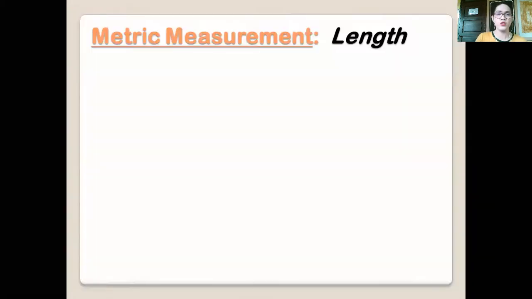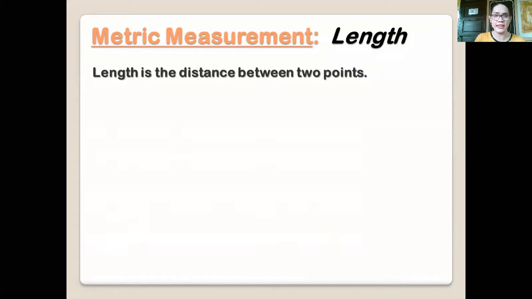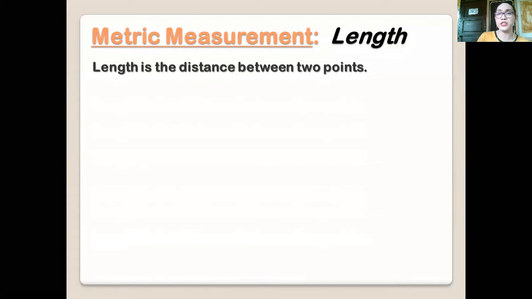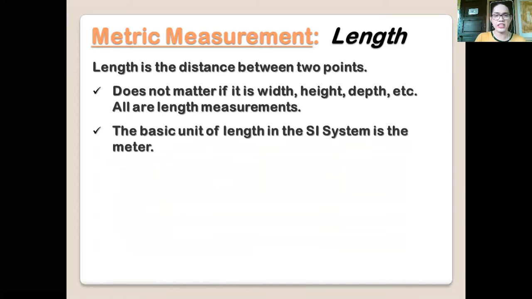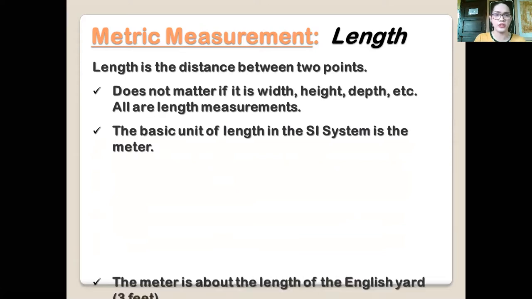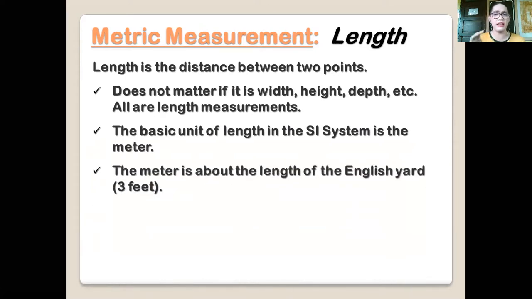Take note. So, metric measurement for length. Length is the distance between two points. It does not matter if it's width, height, depth, etc. All are length measurements. The basic unit of length in the SI system is the meter. Take down note of that. The meter is about the length of the English yard, which is 3 feet.